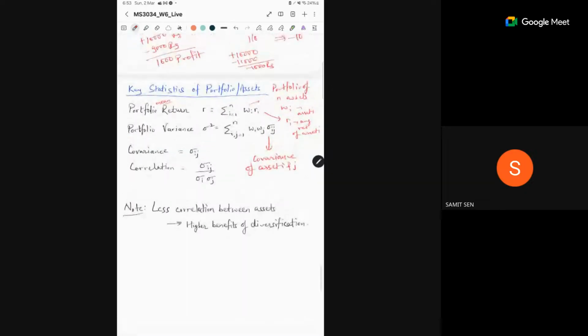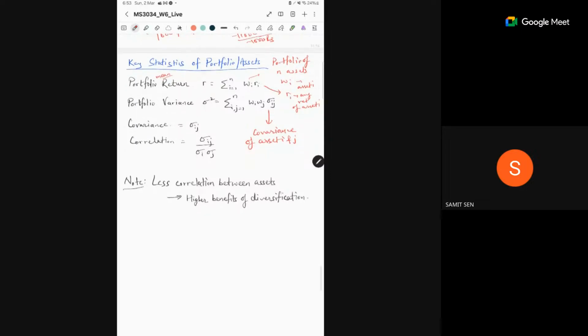So portfolio return would be the weighted sum of all the average returns of all the assets, and portfolio variance will be the sum of wi wj sigma ij. There will be n squared such terms. If i and j are equal, then sigma ij becomes the variance of that particular asset. And the correlation is just the covariance divided by the standard deviations of those particular assets. These are some basic statistical notations.